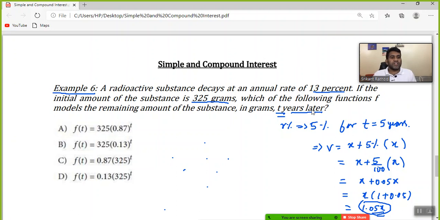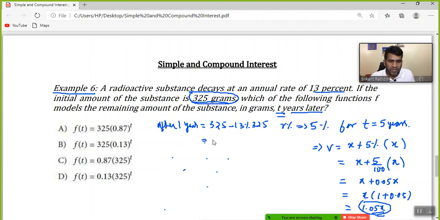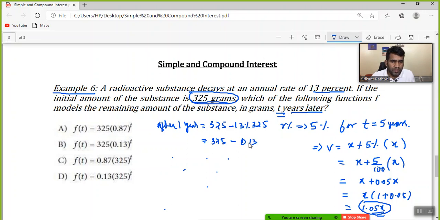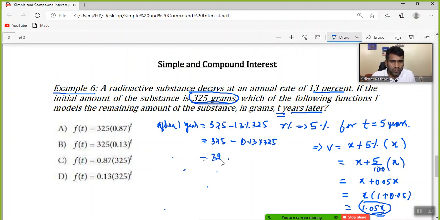So now look, the radioactive substance is decreasing every year by 13% of its value. Initially we have 325 grams, and after 1 year that's going to be decreased by 13%. So after 1 year I can say 325 minus 13% of 325, right? 13% can be written as 13 by 100, so 0.13 times 325. If you take 325 as a common factor, then you are left with 1 minus 0.13.